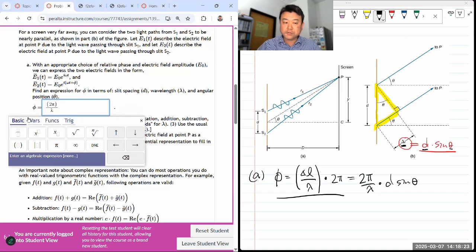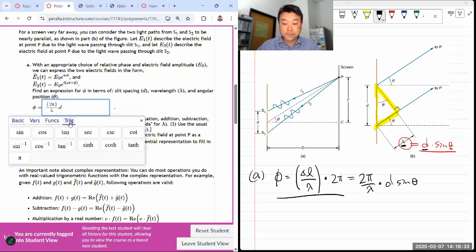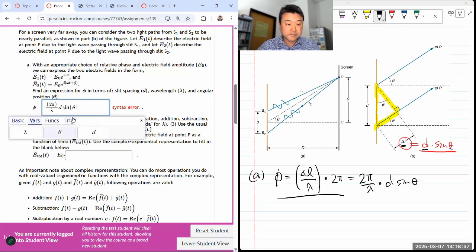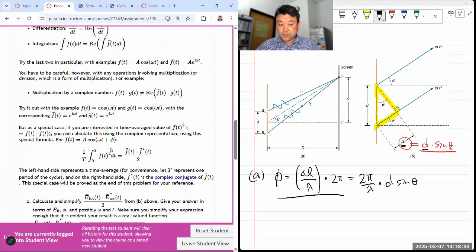And if you don't know what to type in, you can actually click stuff here. So here I need a function. Oh wait, no, I need a variable d times a trig function of sine of variable theta. So you could just click through. I prefer typing; it's a little faster for me. Let me submit this. Make sure I'm on the right track.